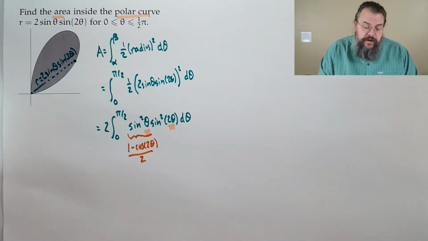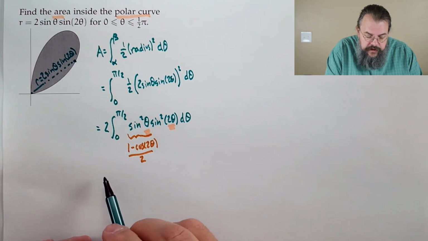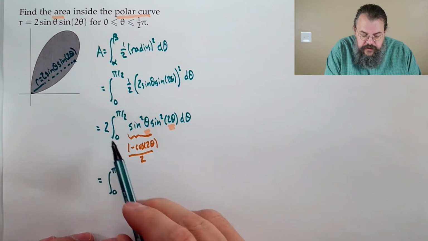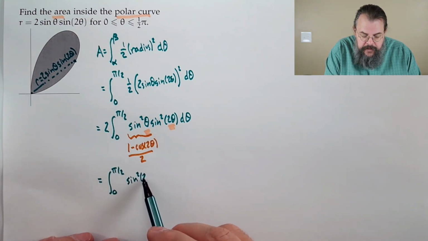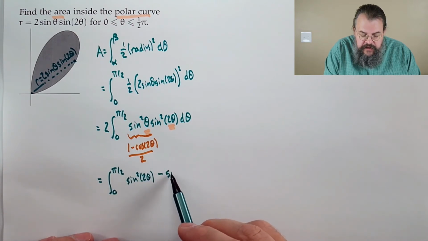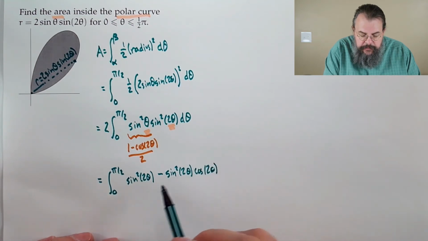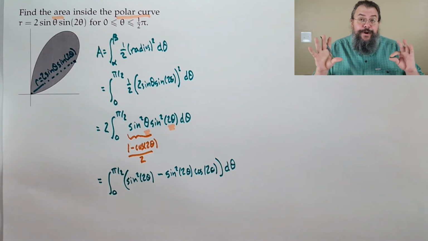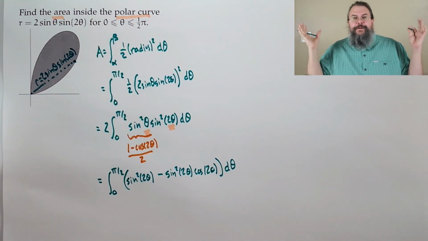Now, good news for us, we actually have a 2, so we can do some little cancellation here. And so what do we have? Well, this is the same as the integral from 0 to pi over 2. The 2's are gone. Sine squared of 2 theta, and then minus sine squared of 2 theta cosine of 2 theta. Great. Beautiful. Now, the last term we're okay with. Sine squared times cosine. It's perfect. We're ready for a substitution.